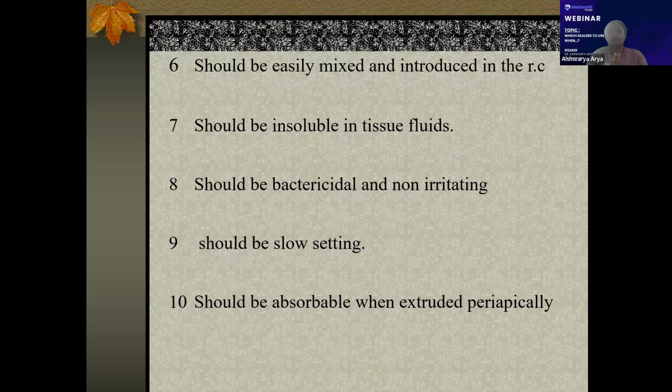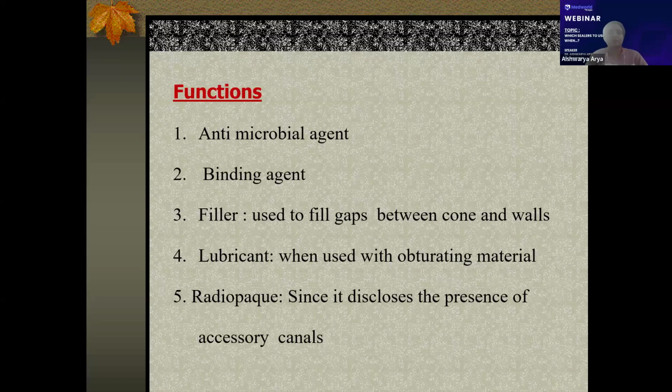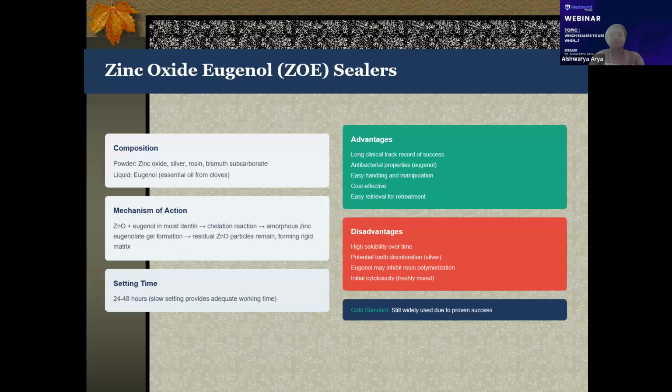Also, it should be very easy to introduce inside the root canals. It should be insoluble in tissue fluids. It should have a slow setting, of course be antibacterial, and should be absorbable when extruded periapically. Right. So, what are the different functions? We have the antimicrobial agent, we have the binding agents. It should act as a filler, basically filling gaps between the cones and the walls. Then it should act as a lubricating agent when you're using your obturating material, and of course provide radio opacity.